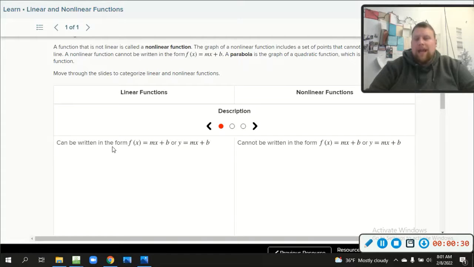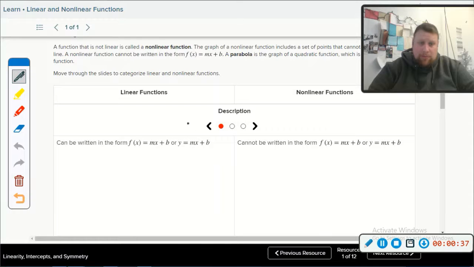Linear can be written in the form of f of x equals mx plus b or y equals mx plus b. That's called slope-intercept form. Why is it called that? It's because m is slope, right? It's that rate of change. And what is our b? Our b is our y-intercept, okay?